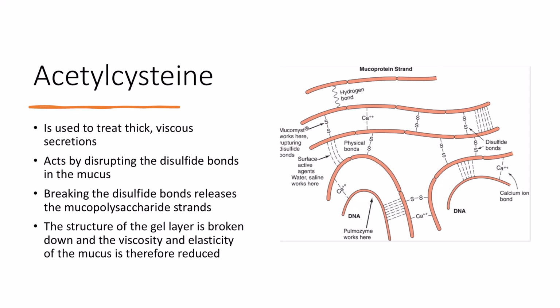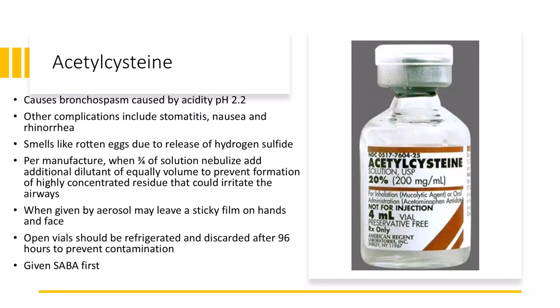Acetylcysteine's mode of action involves substituting free thiol, sulfhydryl groups for the disulfide bonds that connect mucin proteins, which prevents cross-linking between strands and reduces mucus viscosity. Its mucolytic activity is enhanced at a higher pH of 7 to 9. Acetylcysteine contains ethylenediamine tetraacetic acid, a chelating agent, and its light purple color indicates the removal of metal ions. Opened vials should be refrigerated and discarded after 96 hours to prevent contamination.